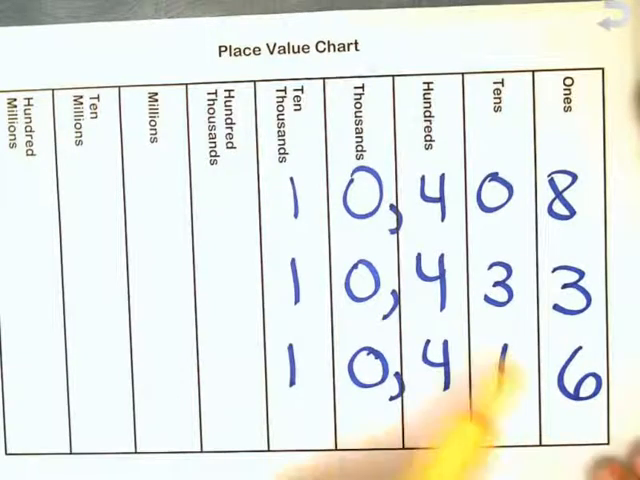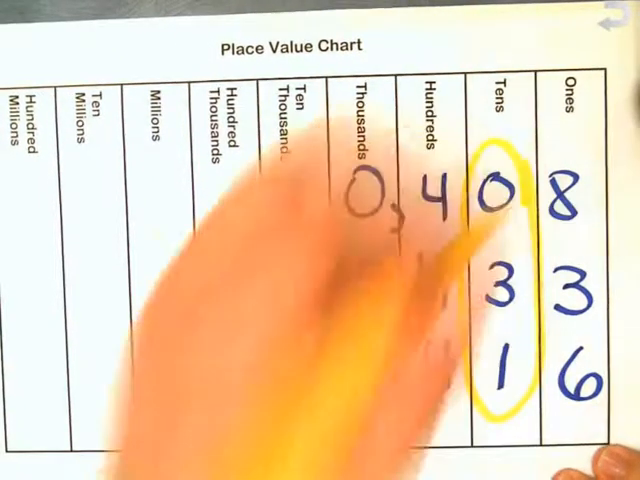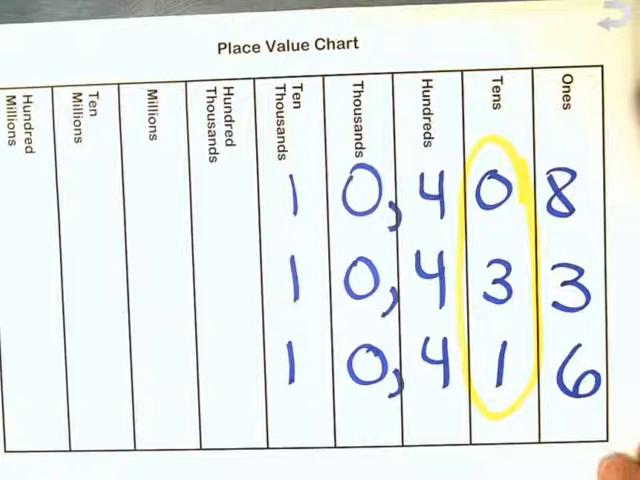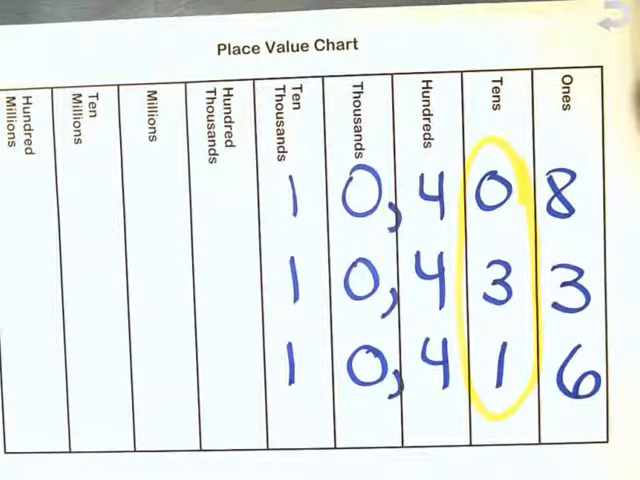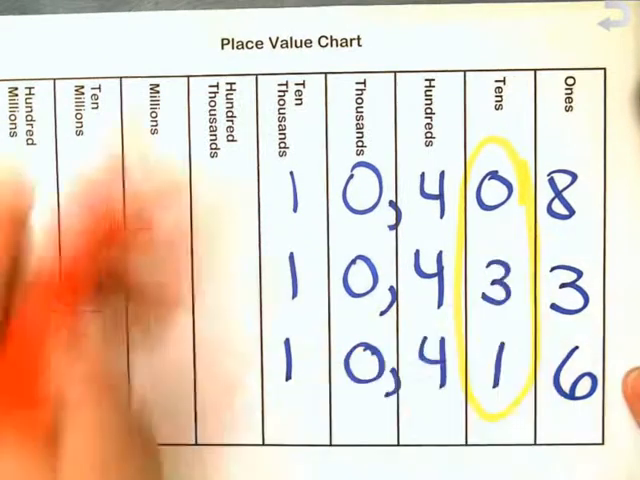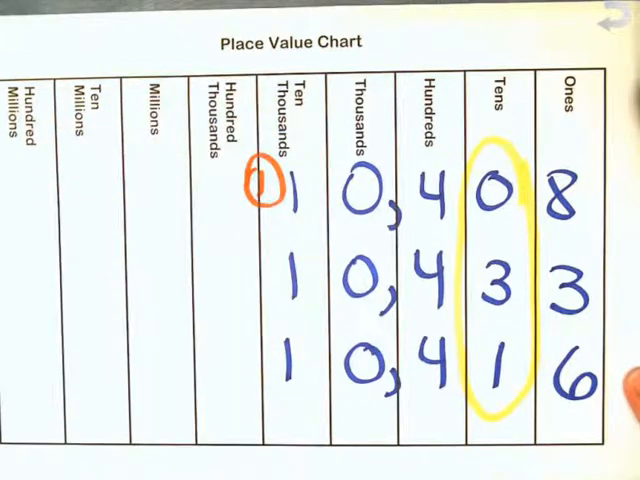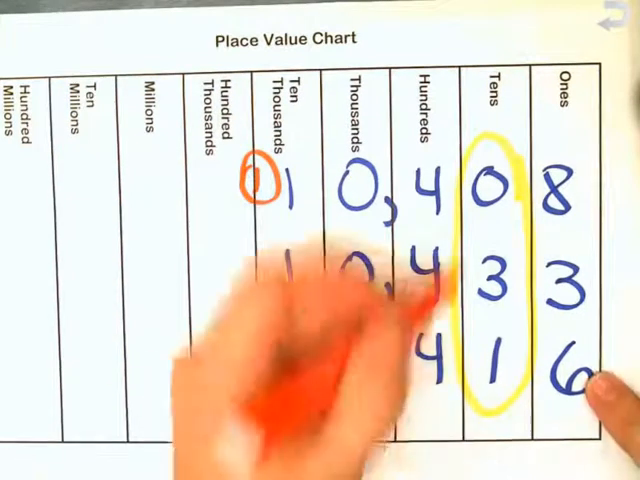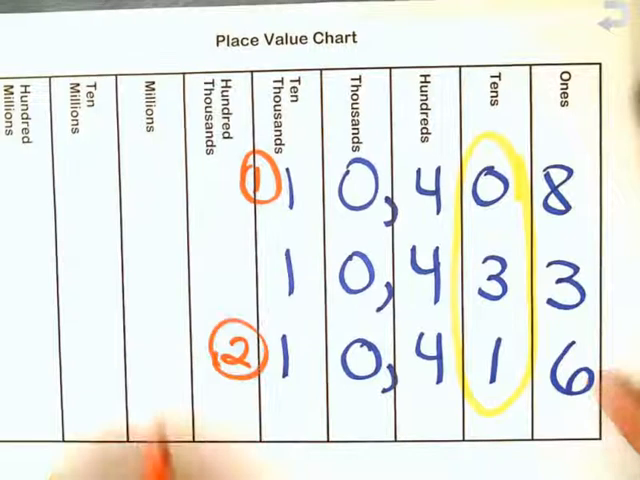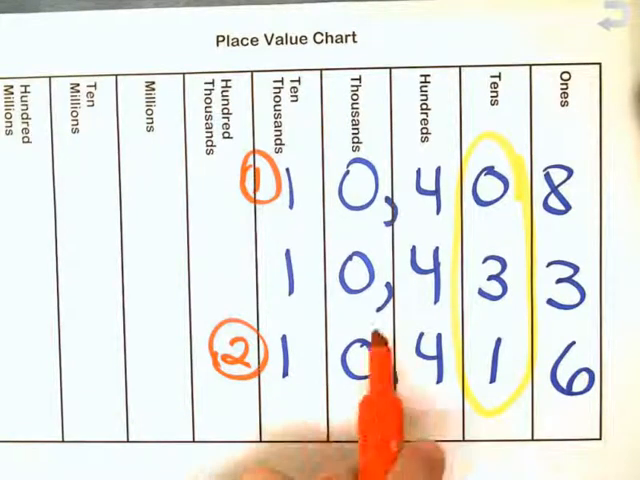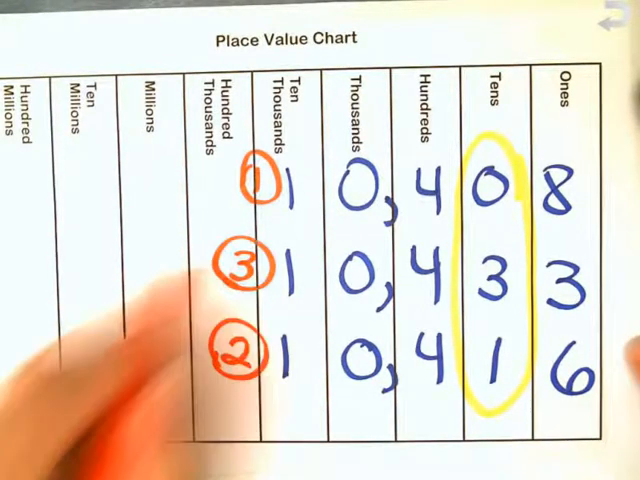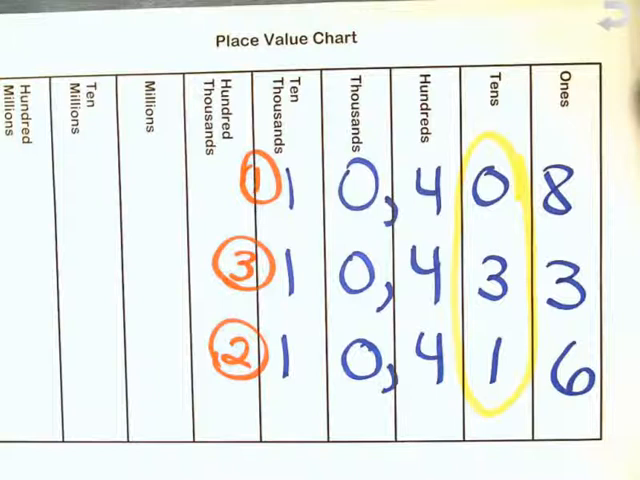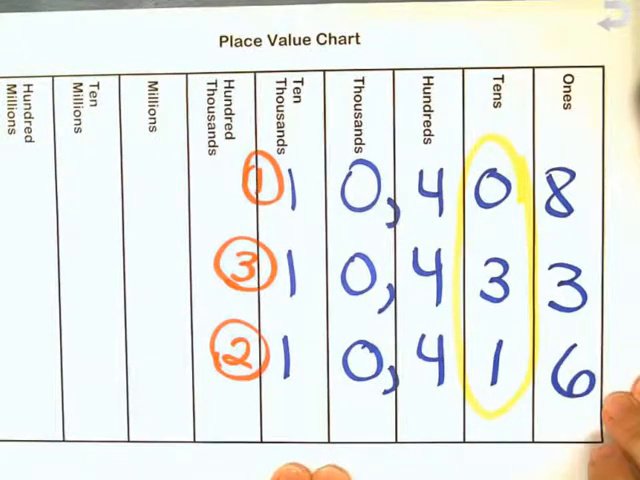I keep moving. When I get to my tens is where I see a difference in my number, and I can immediately see which one is least, which one is in the middle, and which one is greatest. So again, I can see that 10,408 has a 0. That's the least. It would go first in my list. 10,416 has the 1 in the tens place. That would go second. 10,433 would go third.